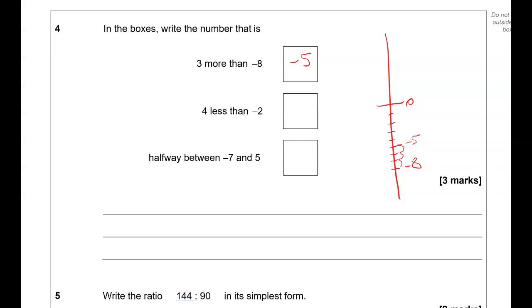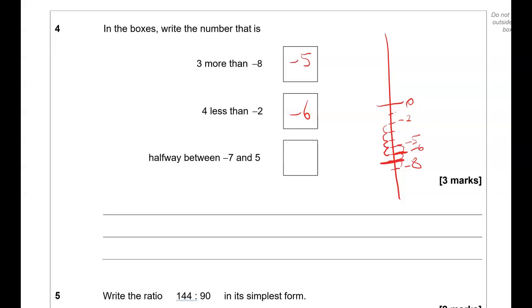For 4 less than -2. So where is -2? That's -1. This is -2. So for less, we're going to go down 4 steps. So that's 1, 2, 3, 4. And that is -6. Then halfway between -7 and 5.